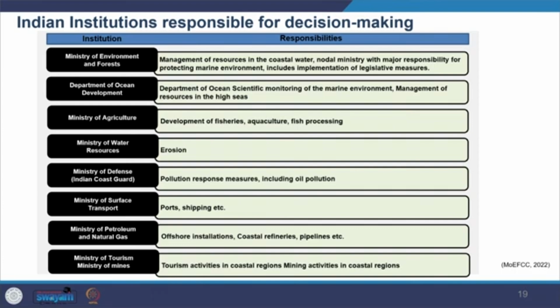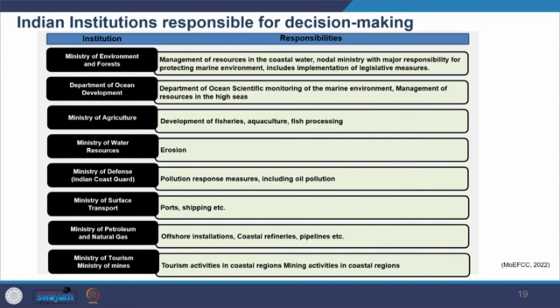You further see that the Ministry of Surface Transport looks at the ports and shipping, while the Ministry of Petroleum and Natural Gas looks at the offshore installations, like what kind of installations would happen with infrastructure, and also the coastal refineries, pipelines and other infrastructure which would come up.